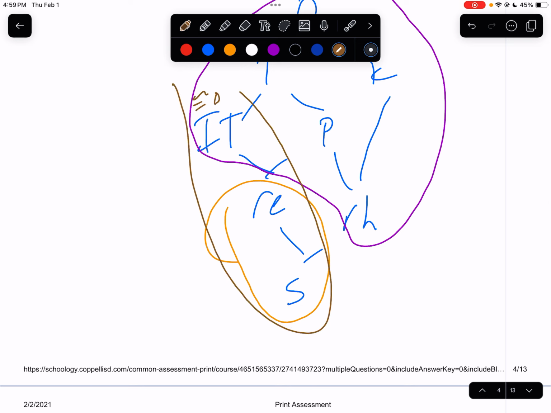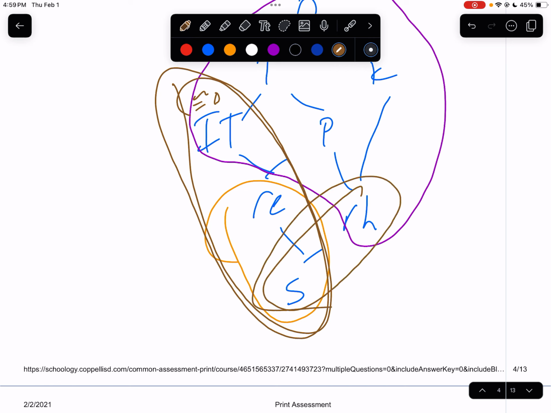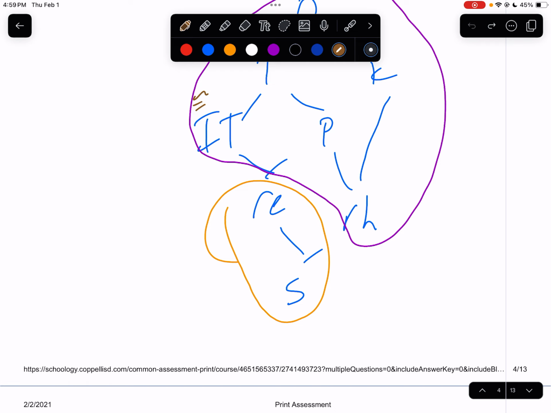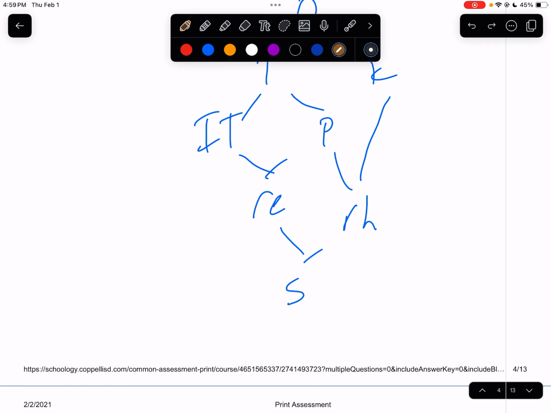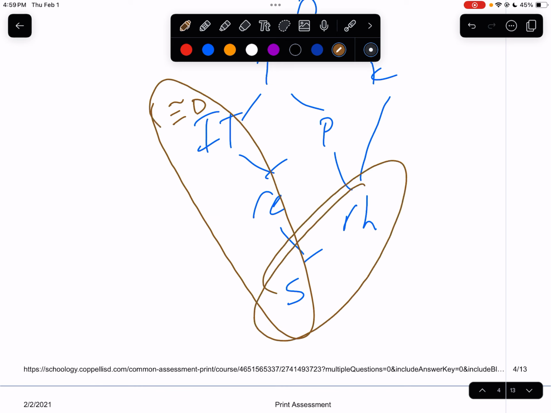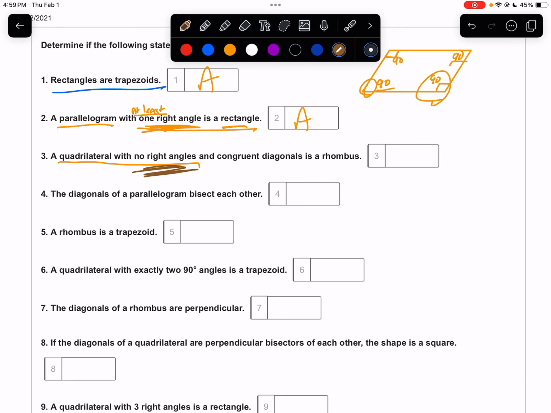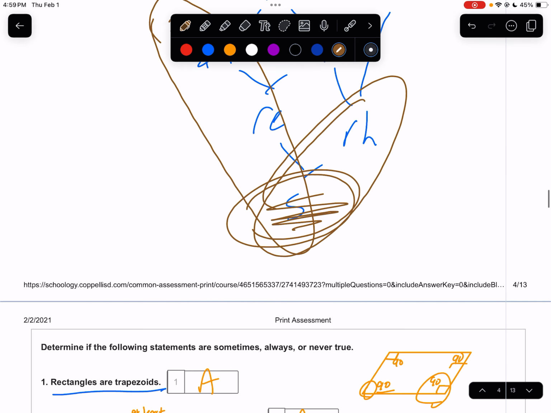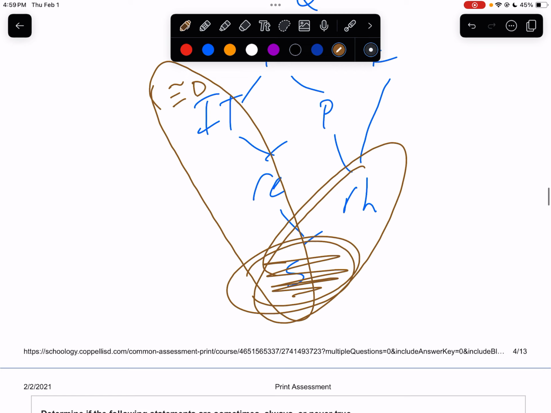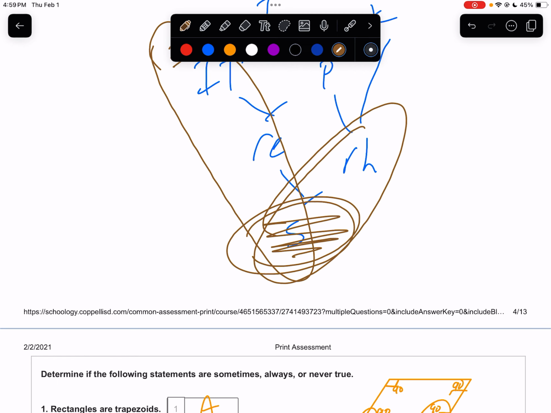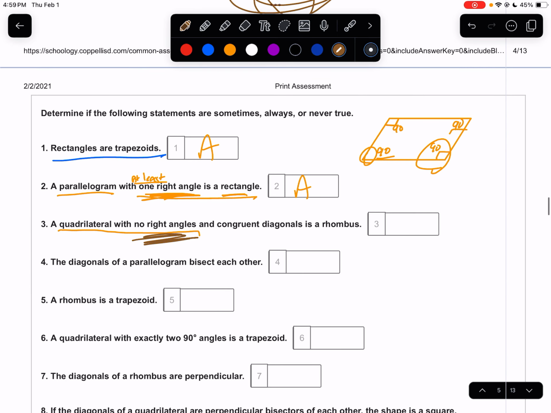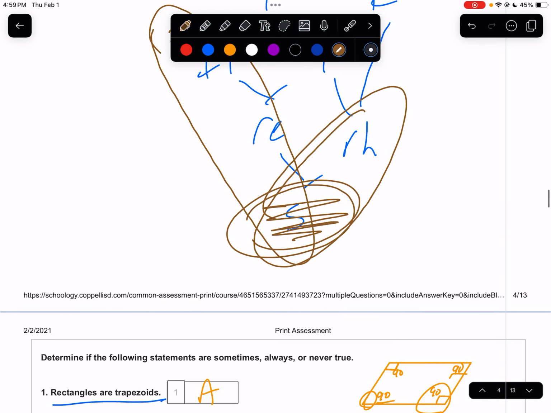This is my congruent diagonals. So here's my shapes with congruent diagonals. Here are my rhombuses. Let me maybe remake this circle. It might be a little bit easier to understand. So let me redraw. Here are the shapes with congruent diagonals, these three. Here are the shapes that are called rhombuses. Where do they overlap? They overlap at the square. But listen, they said it has no right angles. So we can't say square. So a quadrilateral with no right angles and congruent diagonals, can that ever be a rhombus?